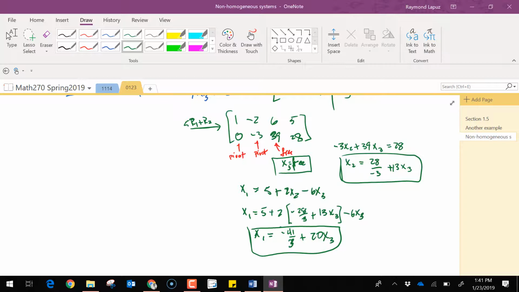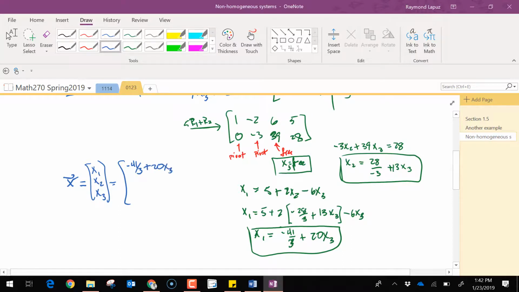So now I want to lay it out like a vector, x1, x2, x3. So your x is equal to x1, x2, x3. And this is equal to x1. Well, this looks messy. Negative 41 thirds plus 20x3. And then x2 is equal to negative 28 thirds plus 13x3. And then x3 is free, so that's just x3.